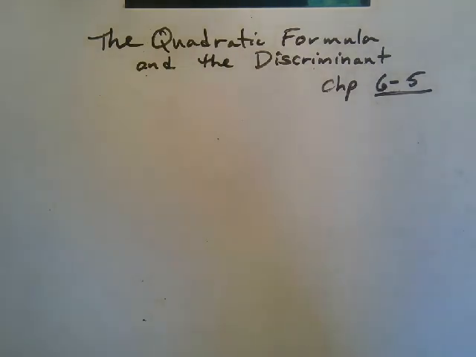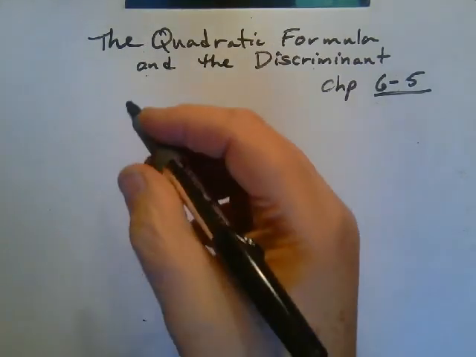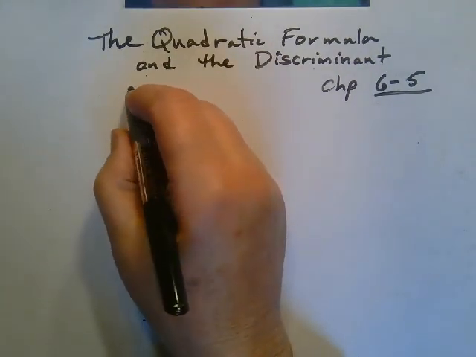This is chapter 6.5, or 6-5, on the quadratic formula and the discriminant. It's sort of the culmination of all the methods in this chapter 6 for solving quadratics. And I just quickly want to review for you that there were 5 ways to solve a quadratic.